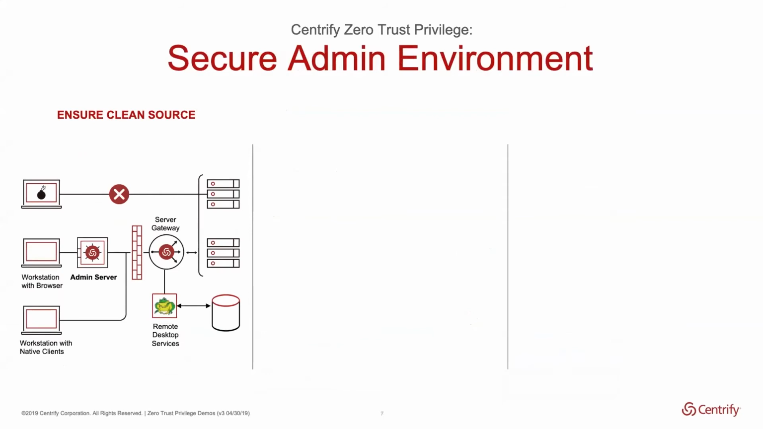So we want to have a secure administrative environment. And when we're accessing privileged resources, it's absolutely critical that we don't introduce infections like malware during our connections. So to achieve this, we need to make sure that access is only going through a clean source. How do we ensure a clean source? Well, we don't want to allow direct access from a user workstation, right? From home PCs and such.